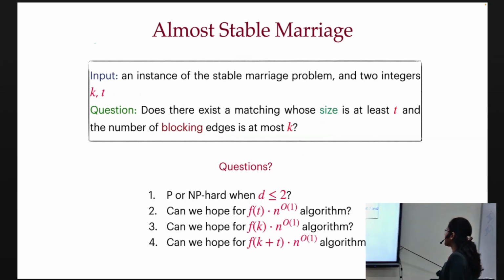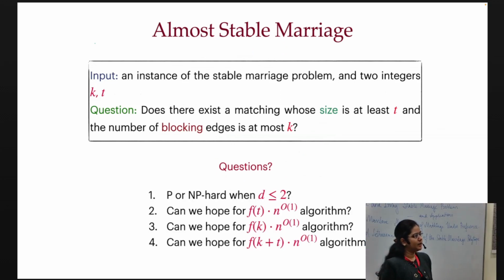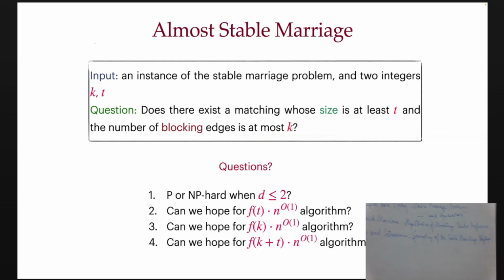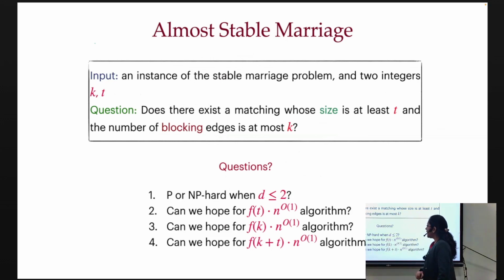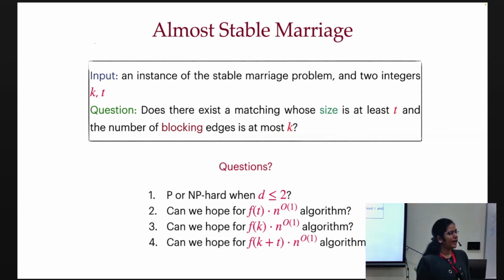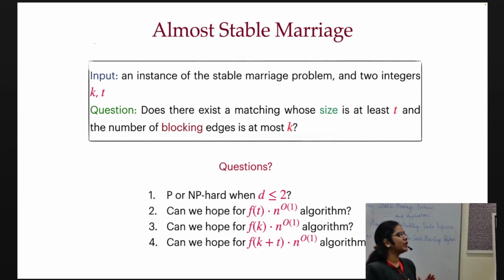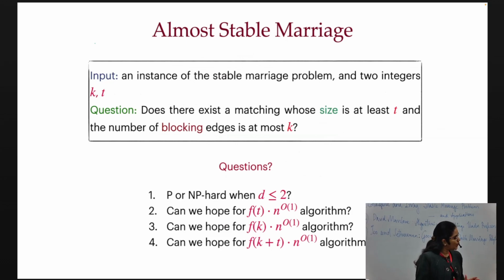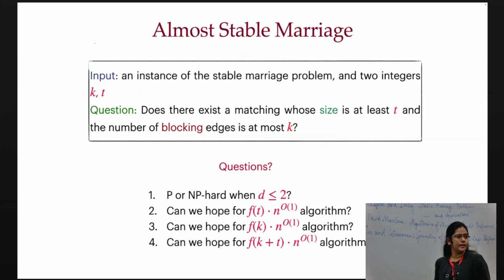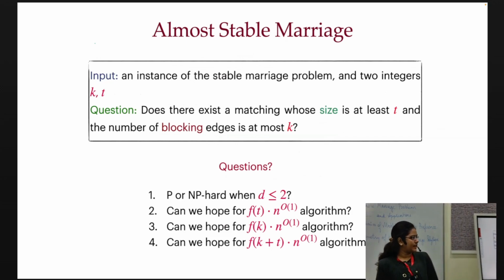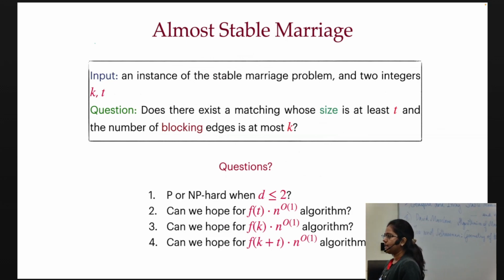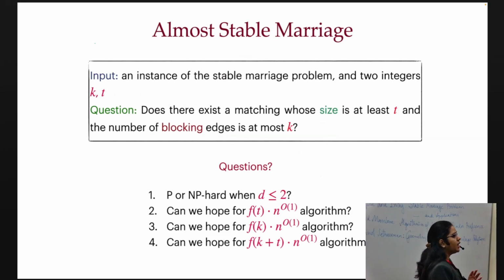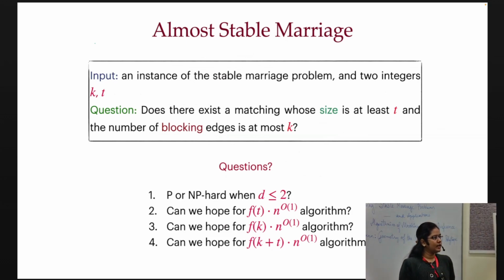What are the next questions? For degree 3 it is NP hard, but what happens with degree 2? One question. Next question. Can we hope for such an algorithm? Here f(t) is any arbitrary computable function, but it only depends on t. This function has no dependency on your input size, so f(t) n is of order 1. Can we hope for such an algorithm which may have exponential dependency on t, but only polynomial time dependency on your graph size, input size?